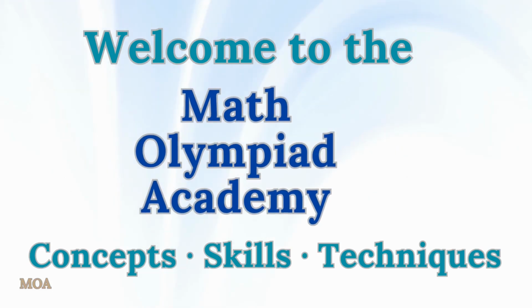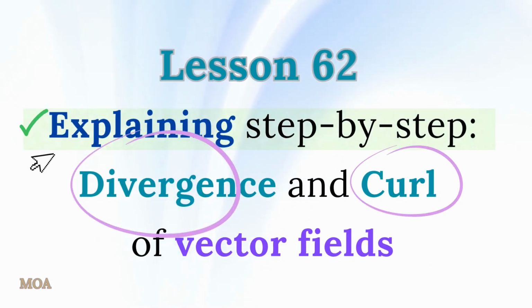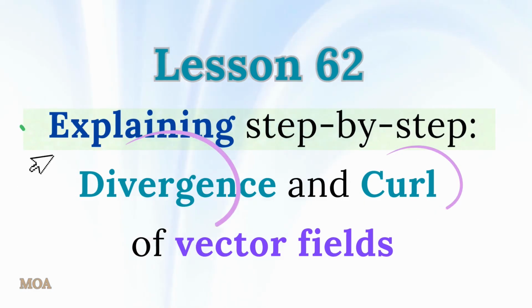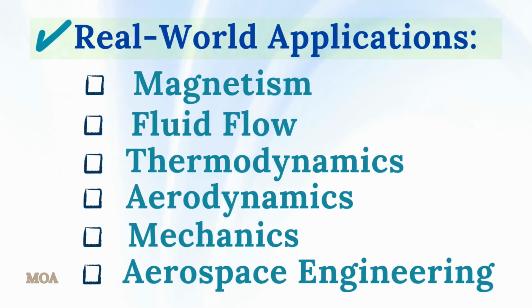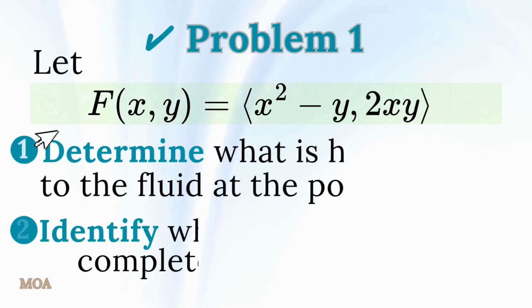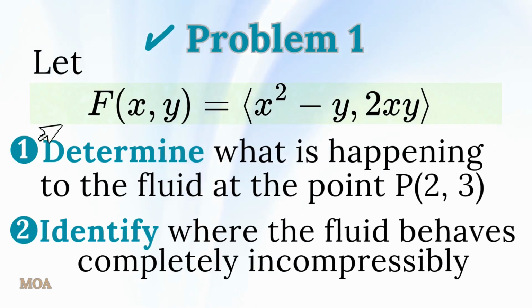Hey math fans! In Lesson 62, we are explaining step by step the two concepts of divergence and curl of vector fields. These concepts are fundamental mathematical tools used in magnetism, fluid flow, thermodynamics, aerodynamics, mechanics, and aerospace engineering.